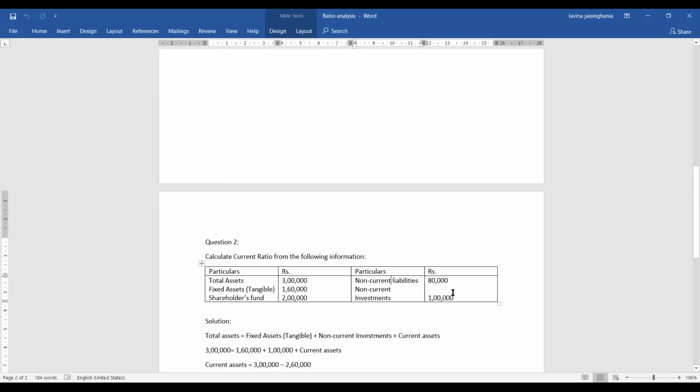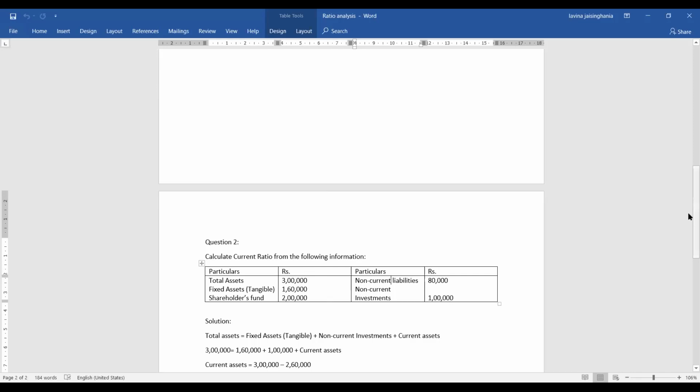We are given total assets. Please pay attention and listen to this carefully. We are given total assets. That means the total of the balance sheet is given. From that, a few parts are also given: fixed assets is 1,60,000, and non-current investment is 1 lakh.